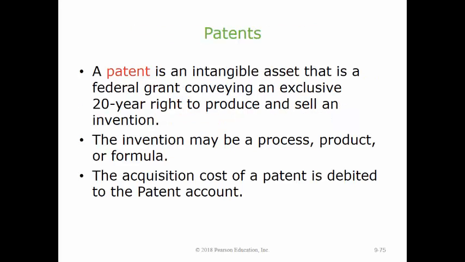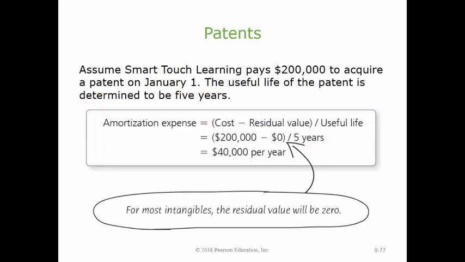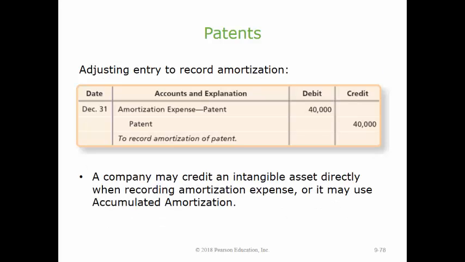A patent is an intangible asset, a federal government grant conveying an exclusive 20-year right to produce and sell a process, product, or formula. Suppose Smart Touch Learning pays $200,000 to acquire a patent on January 1. Amortization expense is calculated using the straight-line method. Notice that Smart Touch Learning credited the amortization directly to the intangible asset, Patent, instead of using an accumulated amortization account. A company may credit an intangible asset directly when recording amortization expense, or it may use the account Accumulated Amortization.